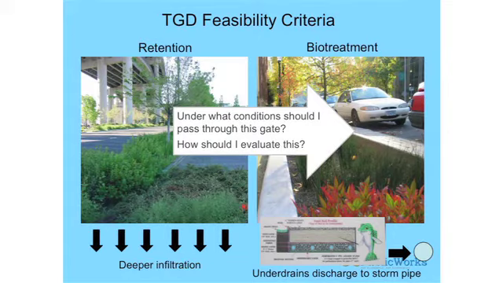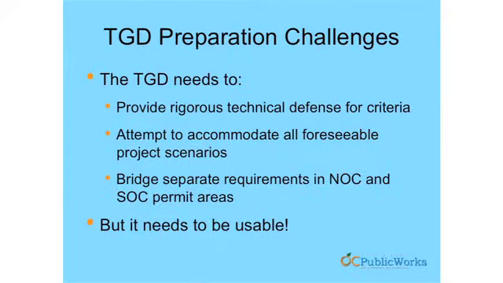So the TGD contains feasibility criteria, which essentially are helping us ask the question: at what point do I allow someone to use underdrains in a system that would have retained? At what point should I use underdrains to allow that water to discharge in a treated way?